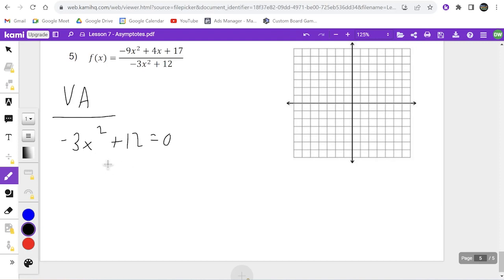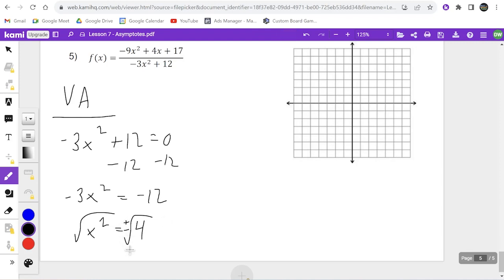It's not wrong. But first, I'm going to subtract 12 from both sides. So -3x squared equals -12. Then I'm going to divide both sides by -3. So I get x squared equals +4. And then I'm going to take the square root. But when I take the square root, what's the one thing that you have to remember that all my students forget?